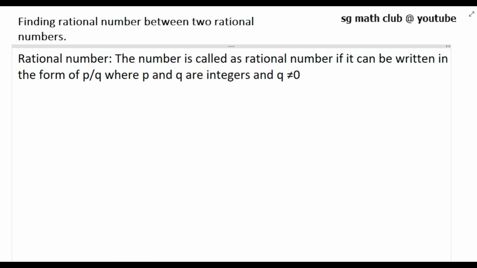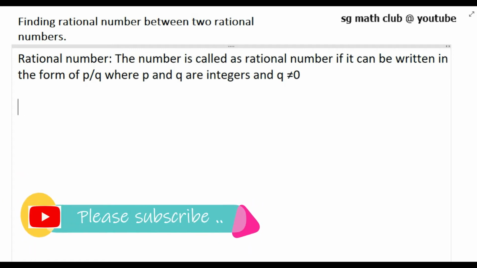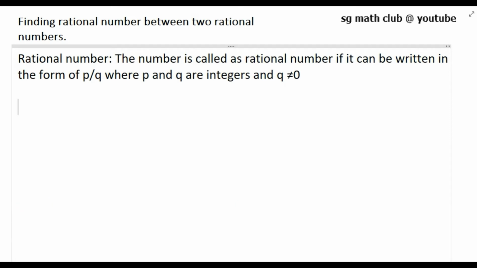In the last video, we have seen various types of numbers like natural numbers, whole numbers, integers, rational numbers, even numbers, odd numbers, etc. And in today's video, we are going to find out rational numbers between two rational numbers.